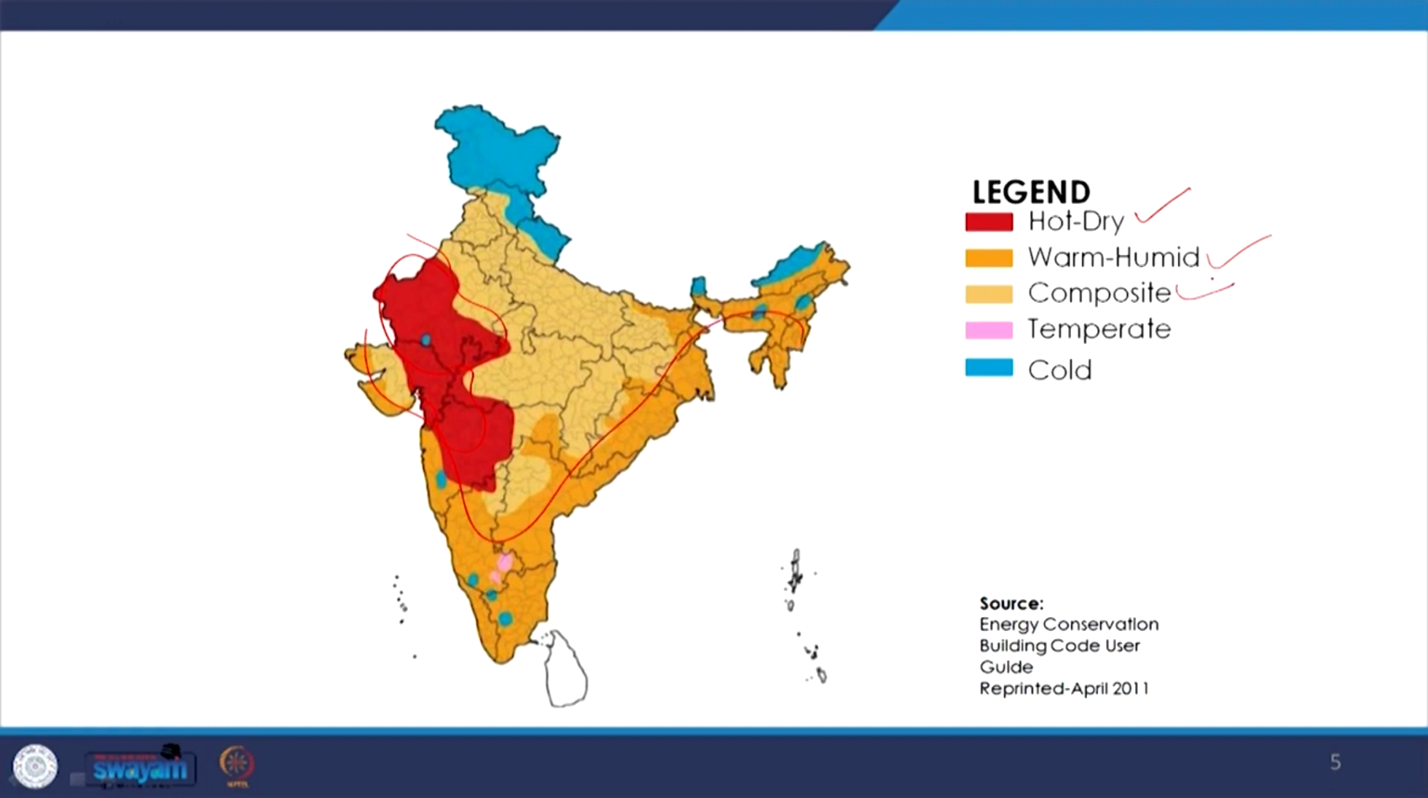We have composite, which is mainly the north central region of the country. We have temperate, which is present in very limited pockets in the country. This region is where Bangalore is. So, Bangalore qualifies to be falling in the temperate climatic zone. And then we have cold, which is largely in the northern part of the country. So, these are the 5 climates which are defined, in which our entire country has been divided.